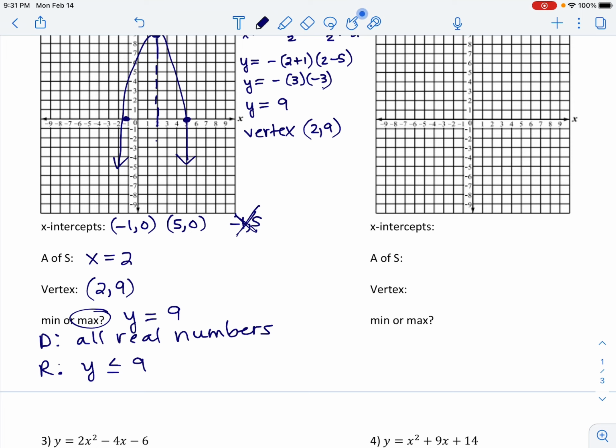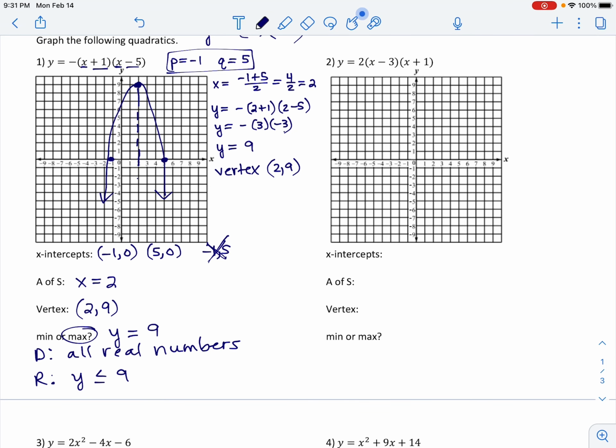All right, so that is how we do it. We don't really have any extra work to do. We just have to know what those x-intercepts are, which we're pretty much given if we look at the equation. And then we need to find the vertex, and we can graph it.